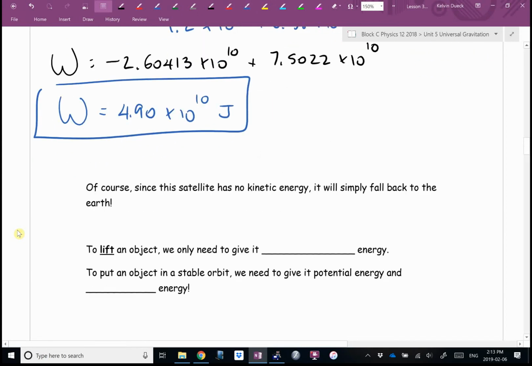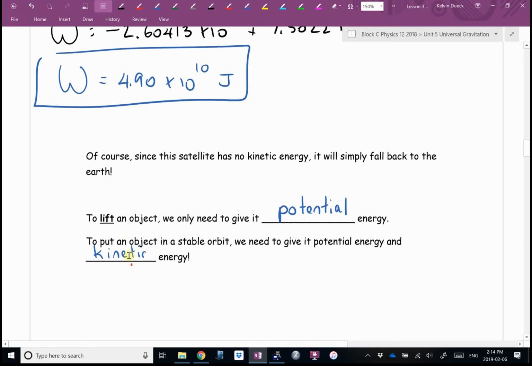Of course, since this satellite has no kinetic energy, it will simply fall back down to the Earth. So to keep it in a stable orbit, we need to give the object both potential and what type of energy? Let's figure out how much work that takes. And spoiler alert, it's a lot of work.